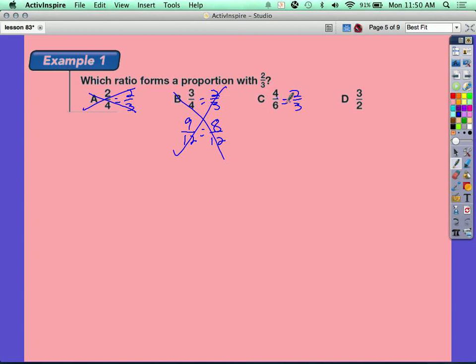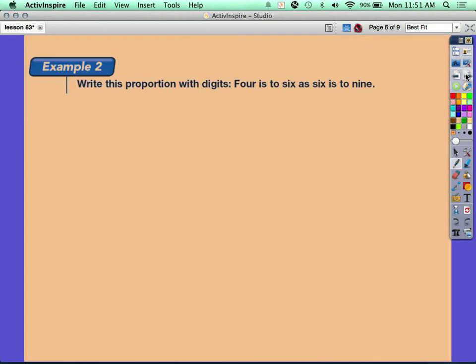C. 4 divided by 2 is 2. 6 divided by 2 is 3. They're equal. That works. And if we look at D just to make sure, you can see the first one's bigger than 1, the second one's less than 1. D is not going to work. Therefore, our answer is C.